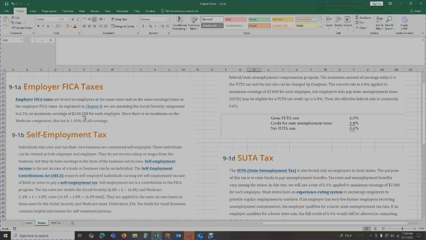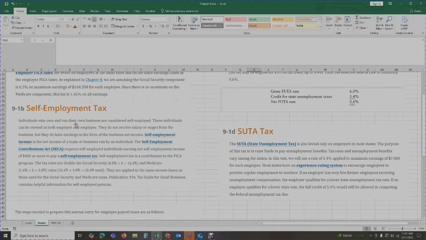Okay? On the Medicare tax, there is no cap, there is no maximum, so you are going to pay 1.45% on all of the earnings. Okay, so regardless of how much money you make, you will pay 1.45% of those earnings. So it's very important that we differentiate. Social Security has a cap of $160,200. Medicare has no cap. Social Security has a rate of 6.2%. Medicare has a rate of 1.45%.